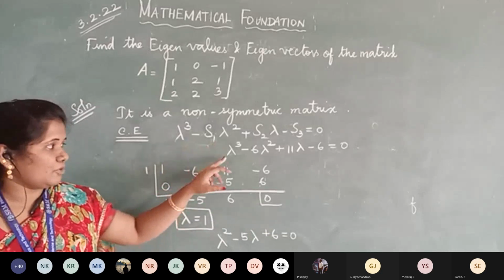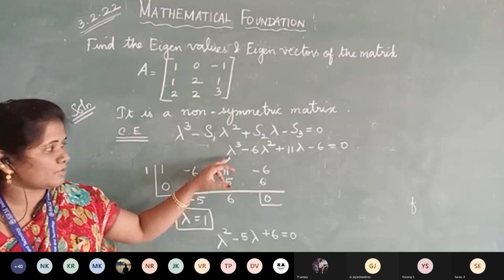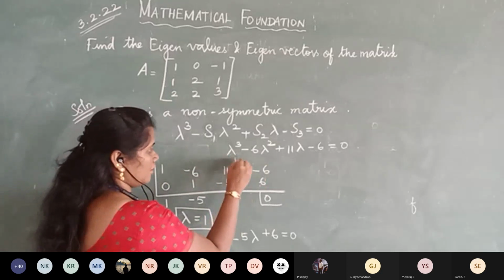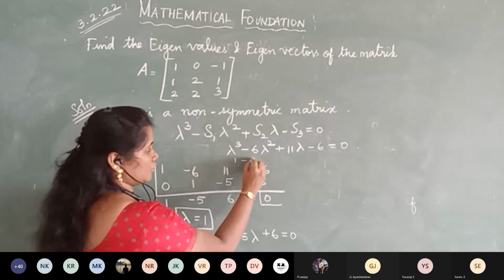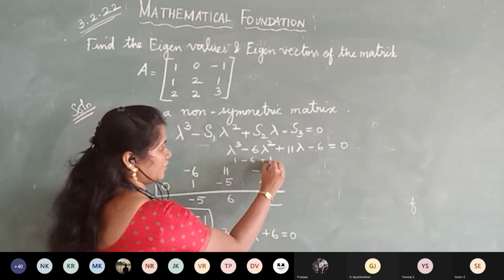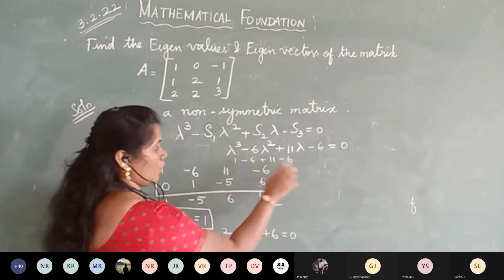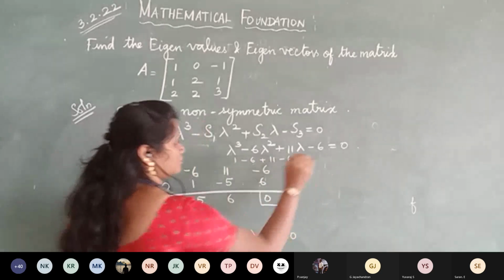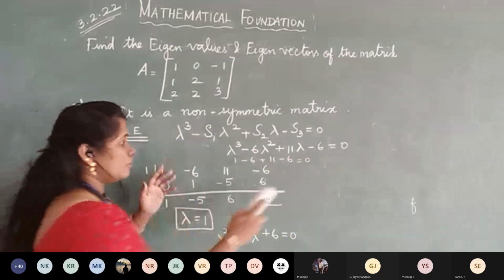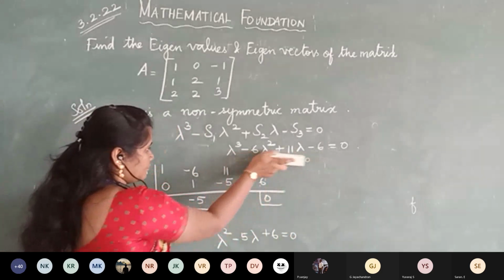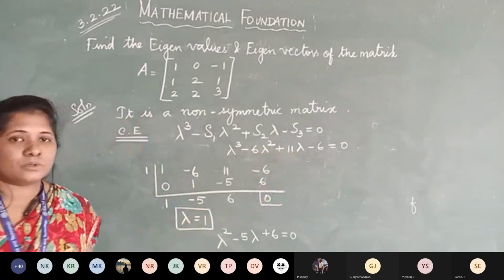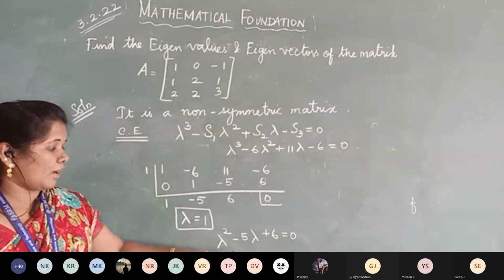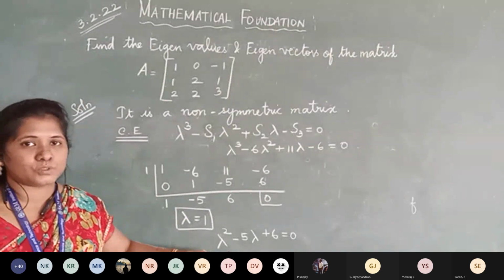A root is nothing but when you substitute this 1 here. Substituting 1, it is 1 minus 6 plus 11 minus 6. When you total it, what are you getting? It is equal to 0. So 1 is the root. Now we have found that lambda is equal to 1 is one of the roots. Now again you have to find the other two roots.